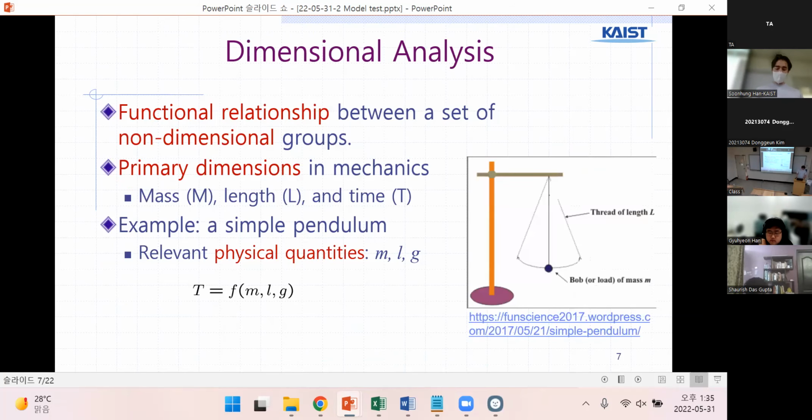For example, here for the dimensional analysis, we have a simple pendulum. As said before, the dimensional analysis is a functional relationship between a set of non-dimensional groups. Using the primary dimensions as the mass, the length, and the time, we can predict all kinds of kinematics of this pendulum. Here, for instance, we have the mass, the length, and the acceleration of gravity.